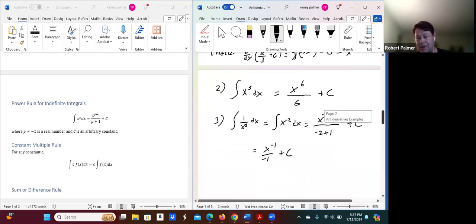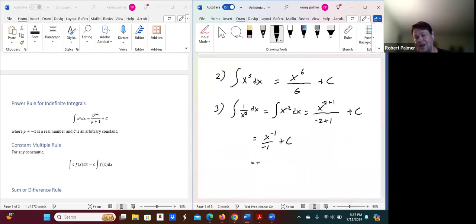And we can clean that up a bit. And you can write that as negative 1 over x plus c. Okay, that's its antiderivative.